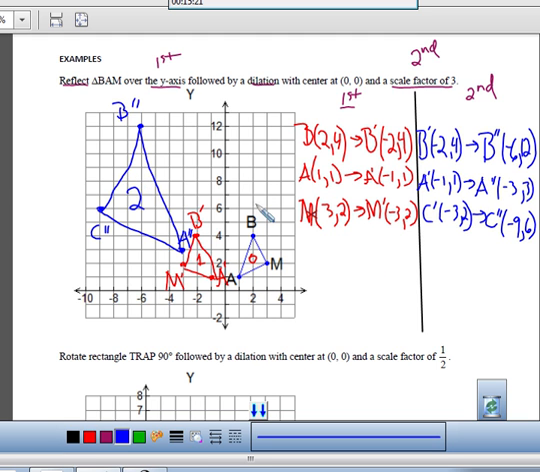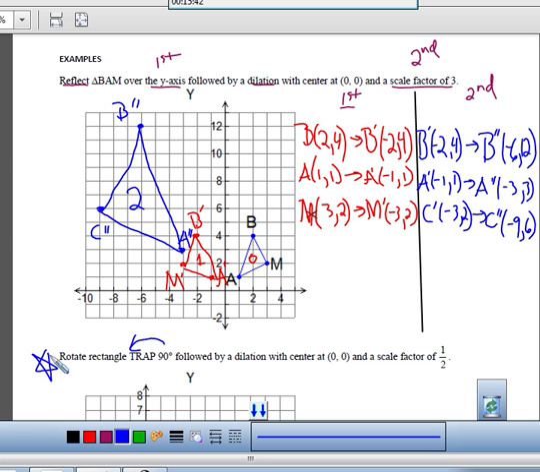Alright, so there's one more on this page that I want you to try on your own. It's a rotation first, so that one's going to be a little tricky. You will have to turn your paper 90 degrees counterclockwise. I want you to try this on your own. It's okay if you get it wrong. I just want to see how many of you are willing to try it.